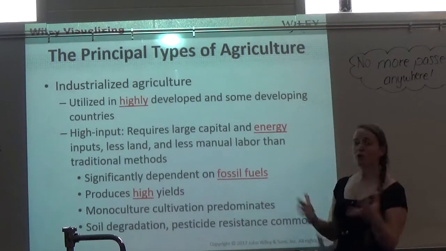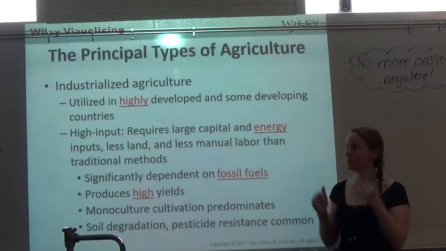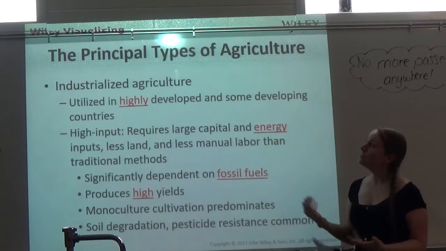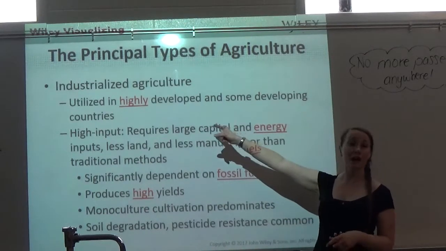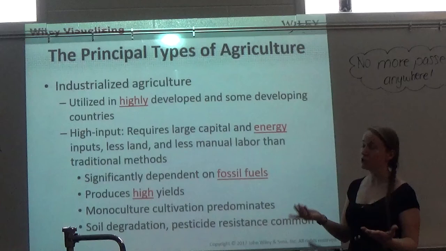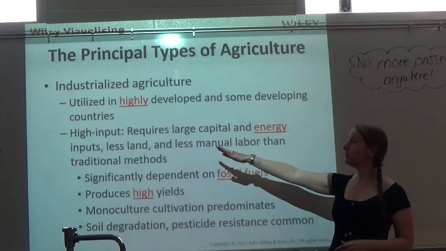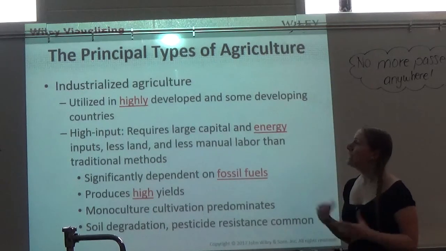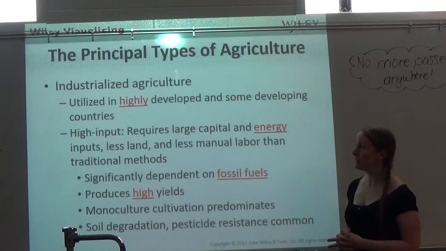So, there are two main types of agriculture that we're going to talk about. Now, they each have subcategories, but there are two main types. One is industrialized agriculture. It's utilized in highly developed and some developing countries. So we're a highly developed country, so we focus on industrialized agriculture in America. It's high input. It requires large capital. Capital means money. And energy inputs, less land and less manual labor than traditional methods.